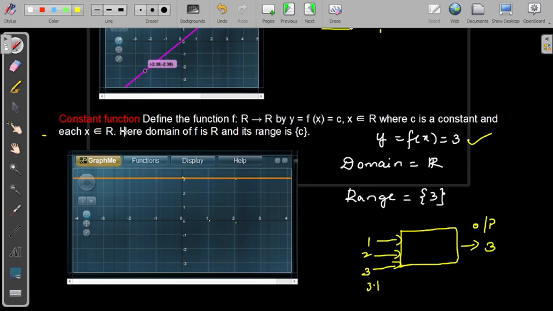Identity function means input and output both are the same. Constant function means output is fixed for any possible value of input. Therefore, for the domain of this function, you can give any real number as input. Range is always fixed. In this case, it is the set containing 3, or in the general case, the set containing c. Based on that constant c, the range will change. So that is about identity function and constant function.